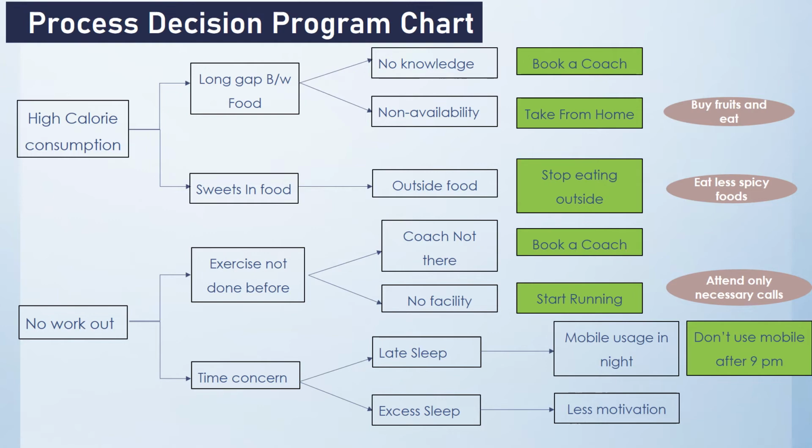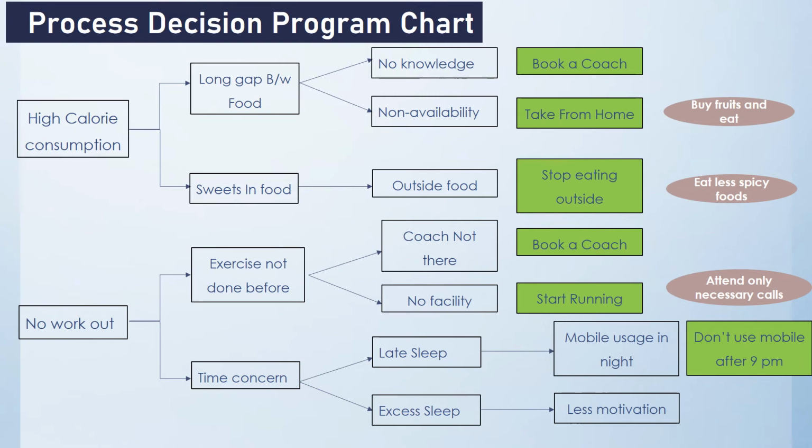In the same way, I'll go to the second example, sweets in food, because he eats outside food more. The sweets availability in outside food is higher. So stopping eating outside is the action. In case he wants to eat outside due to any reason, the contingency plan is to eat less spicy food or a smaller quantity of food.